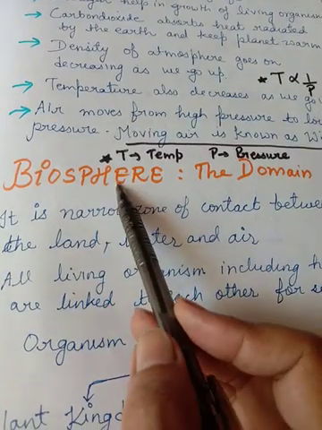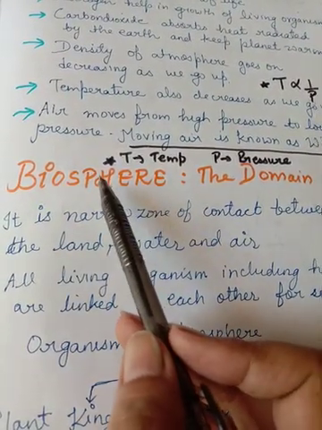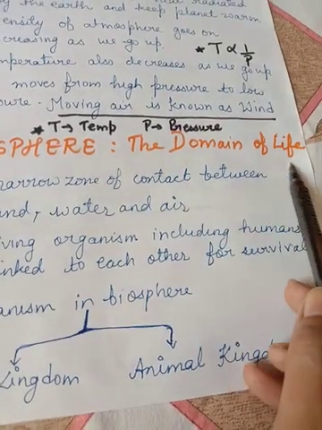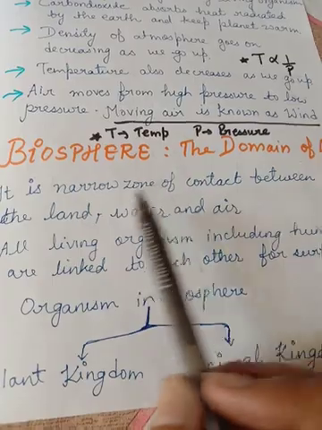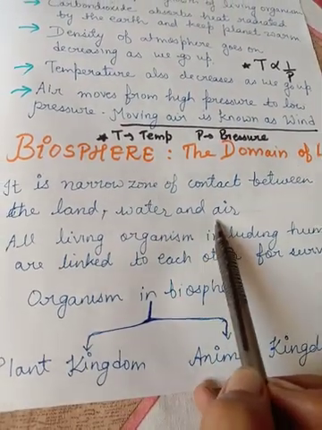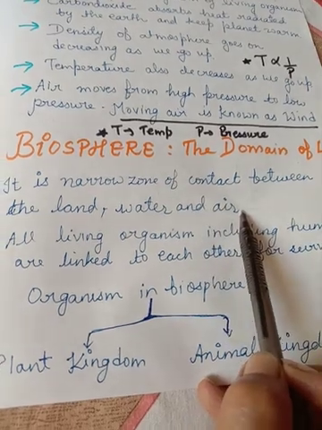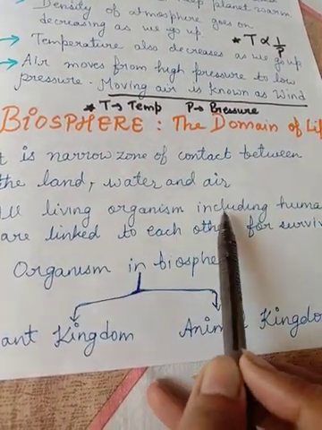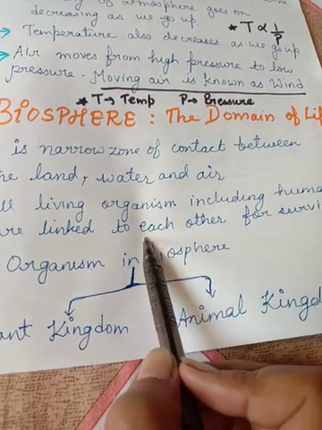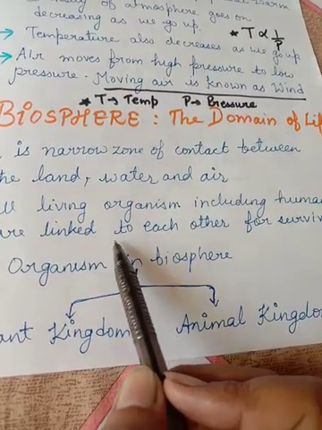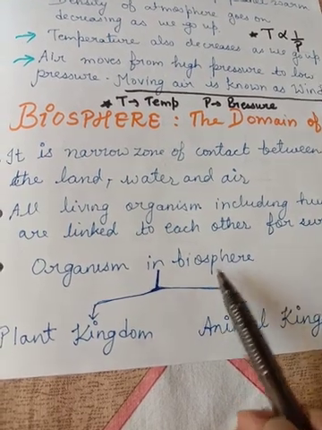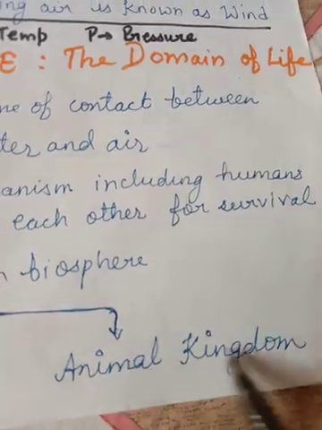Now next one is the biosphere, which is the combination of the above spheres: hydrosphere, lithosphere, atmosphere. It is also known as the domain of life, sphere of life, area of life. Now what is a biosphere? It is a narrow zone of contact between land, water and air, जहाँ पर ये लैंड भी है, वाटर भी है और एयर भी है. Now as we know, all living organisms, including humans, are linked to each other for survival. We are dependent on plants and animals, so all are interconnected. Organisms in the biosphere are mainly divided into two categories, the plant kingdom and the animal kingdom.